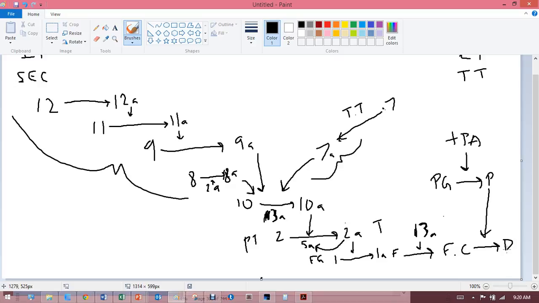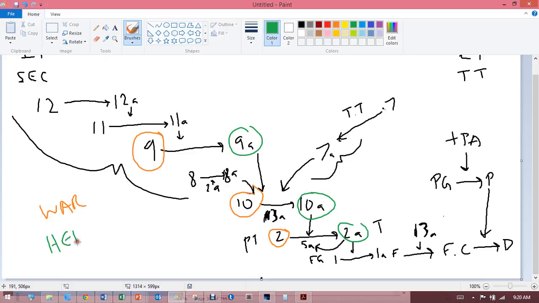Let's quickly cover where the drugs take effect here. Warfarin takes its effect on 9, 10, and 2. Okay, and heparin takes its effect on 9A, 10A, and 2A. Heparin. Okay, and I didn't include this little part in here, but I will now.